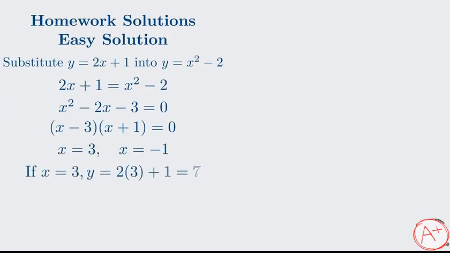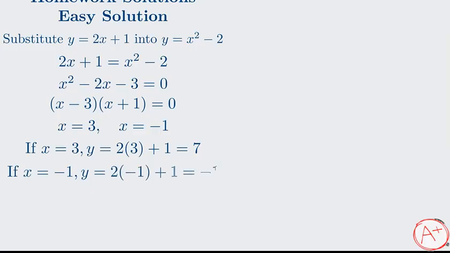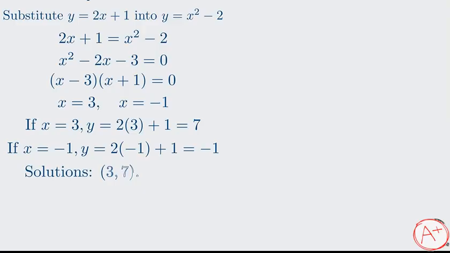Substituting back into the linear equation. If x is 3, y is 7. If x is -1, y is -1. The solutions are (3, 7) and (-1, -1).